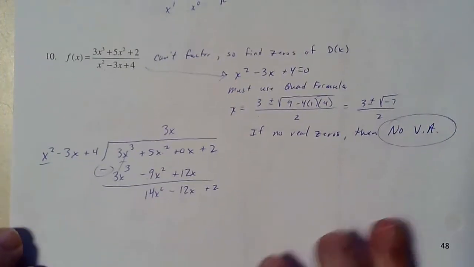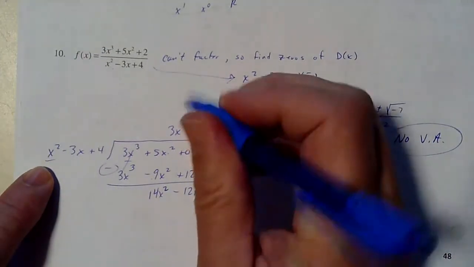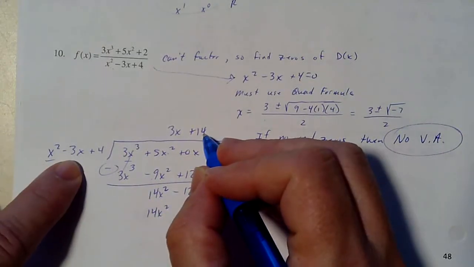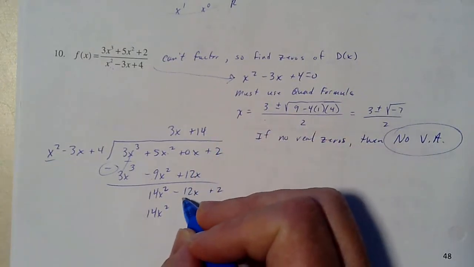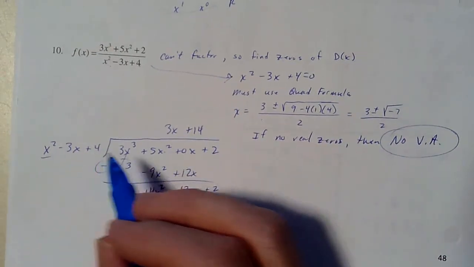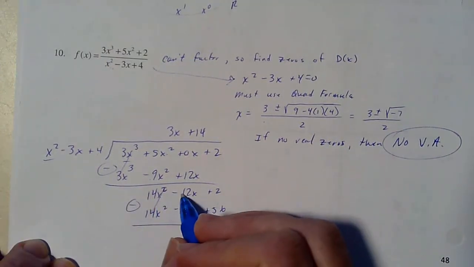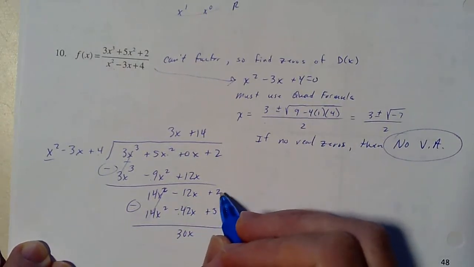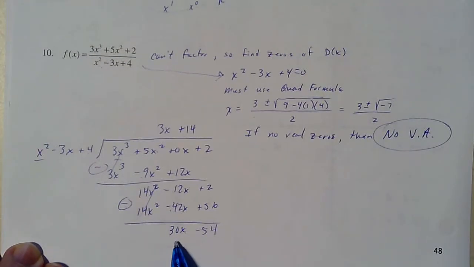All right, and then it looks like we can only do this one more time because the degrees are equal right now. So x squared goes into 14x squared 14 times. Now multiply. 14 times 3 gives us 42, so that's minus 42x right here. And then 14 times the 4 is 56. Subtract. Gone. Negative 12 plus 42 gives me 30x. 2 minus 56 is minus 54. Now x squared doesn't go into 30x anymore, so we know we're done.